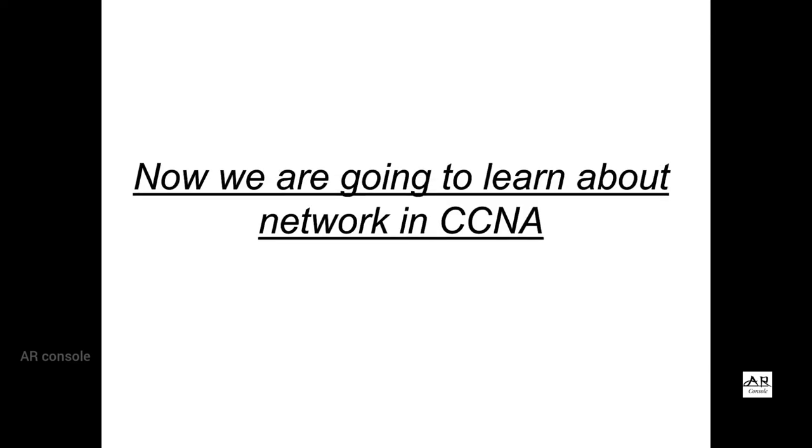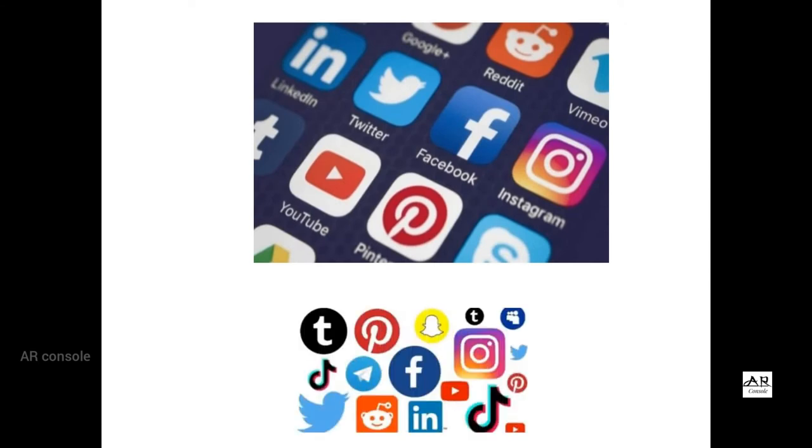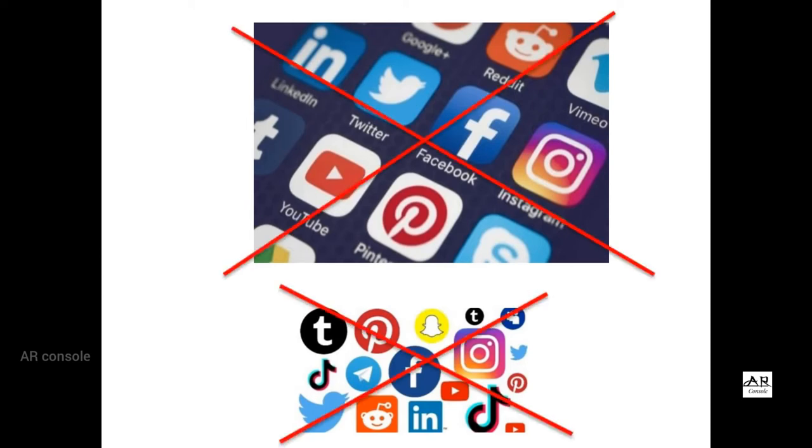Now we are going to learn about networks in CCNA. Most of you have been taught that WhatsApp, Facebook, YouTube, and other social media and apps mean networking. It is not the answer. Network means a telecommunication network which allows sharing resources, information, etc. through nodes from one device to another network.